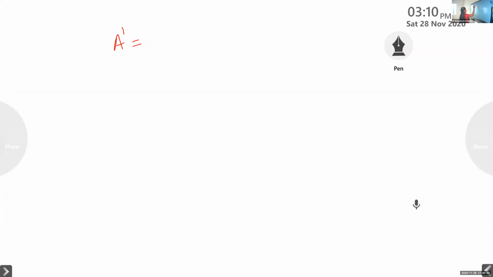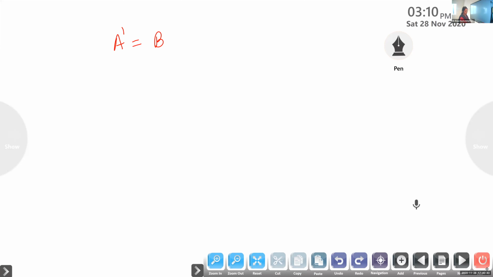B, ma'am. A dash will be B. Yes, it is correct. A dash is the set of all... A is the set of all events having an even number on the first die. So it will be the complement. It will be B. What about the next one?